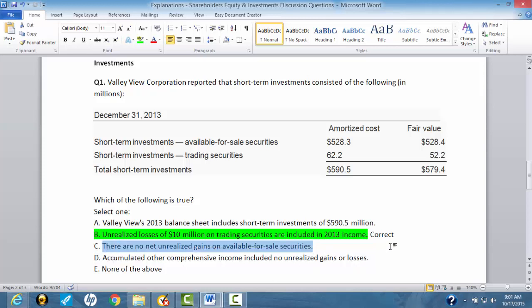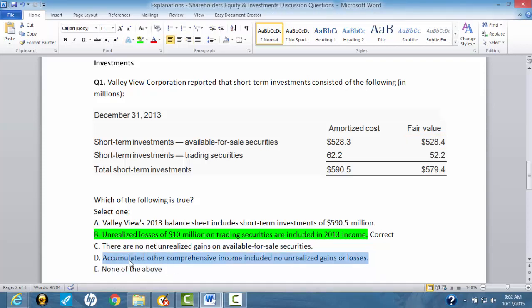C states that there are no net unrealized gains on available for sale securities. Now let's look at the available for sale securities. The cost is 528.3. Fair value at December 31, 2013 is actually greater than the cost. 528.4 implies that there is an increase of 0.1. Now that increase in value is an unrealized gain. It's a gain because it's an increase, and it's unrealized because the securities have not been sold. So C cannot be correct.